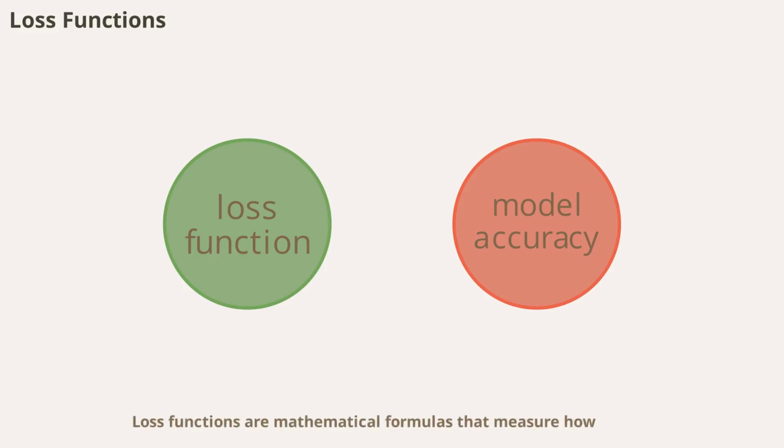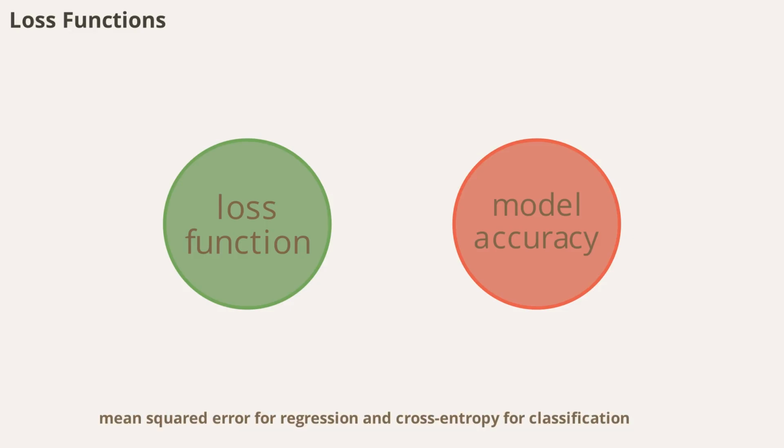Loss functions are mathematical formulas that measure how well a model's predictions match the actual outcomes. The goal of training is to minimize this loss, making the model as accurate as possible. Different tasks use different loss functions, for example, mean squared error for regression and cross-entropy for classification. Choosing the right loss function is essential for guiding the learning process in the right direction.